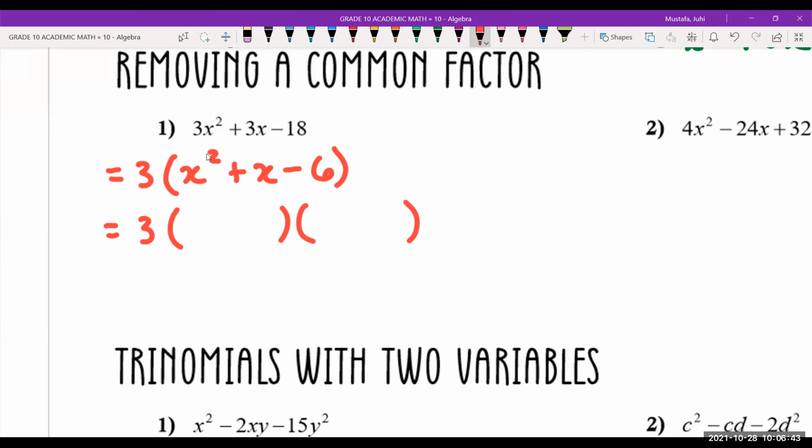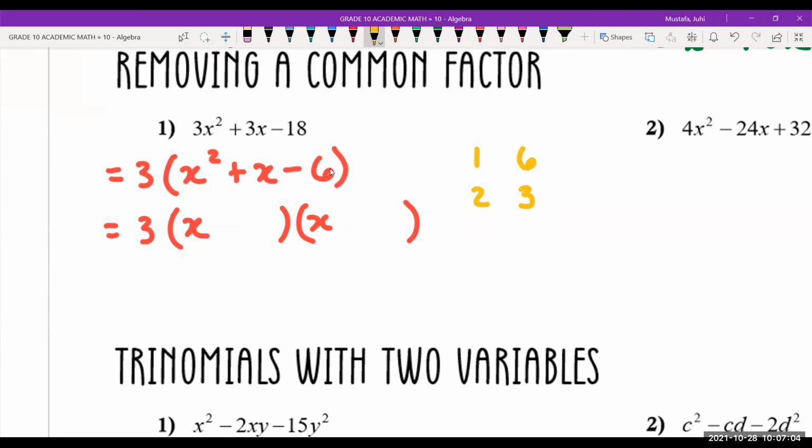What 2 numbers multiply to give us x squared? We know it's going to be an x, and we know it's going to be an x. Let's look at all of the factors of 6. So what are all of the pairs of numbers that multiply to give me 6? 2 and 3, 1 and 6. Yep, and I think that's about it. 1 and 6 and 2 and 3.